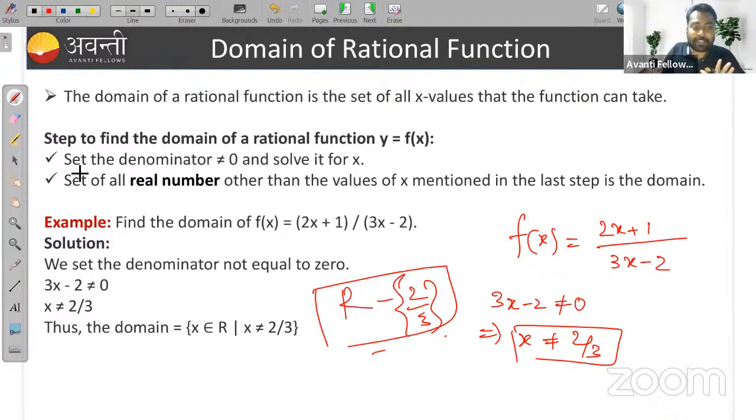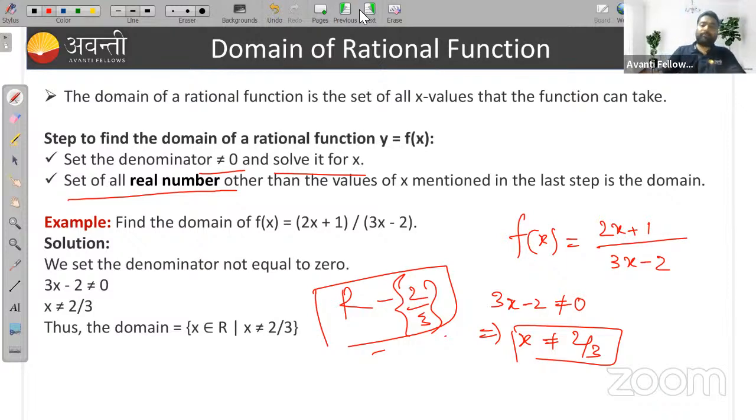So the first step is to set the denominator not equal to 0 and solve it for x. The set of all real numbers other than the values of x found in the last step is the domain. So except the value 2/3 in the set of real numbers, it is called the domain, right? Is it clear to all of you guys?